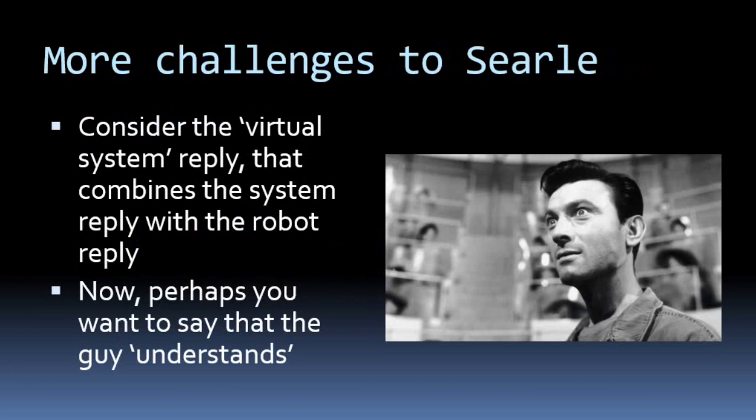Consider the virtual systems reply. This is an image from the movie The Manchurian Candidate, where people kidnap this guy and give him programs that program his mind. And when he gets the signal, I think he assassinates somebody.